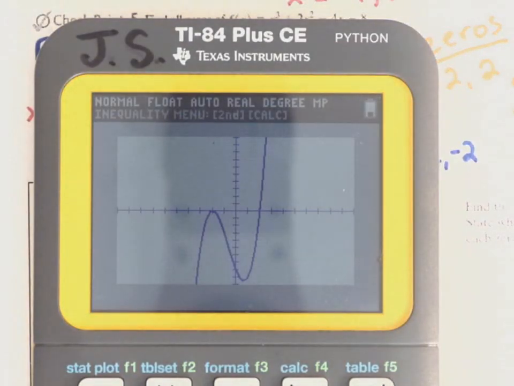How many times do we get that as an answer? If it's an even number of times, then you know it's going to touch and turn around. If it's an odd number of times, then it's actually going to cross at that value. Let's finish up.